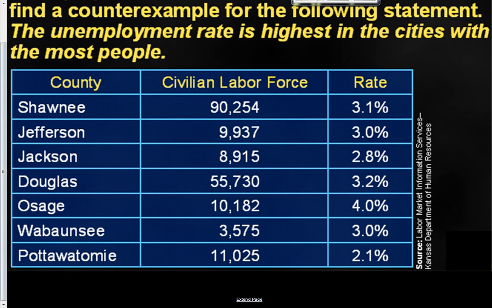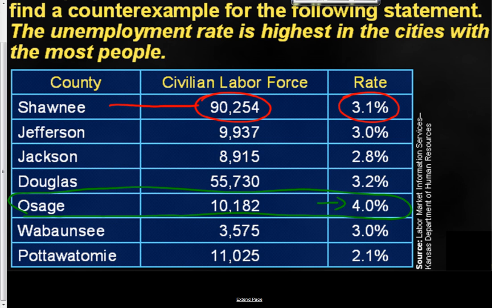Well, if I look at this, Shawnee right here has the most people. So according to this statement, it should have the highest unemployment rate. Is 3.1 the highest unemployment rate? I would say the answer is no. My counterexample might be to say Osage right here. Osage is clearly not the largest city, 10,182 people, yet it has an unemployment rate of 4%.